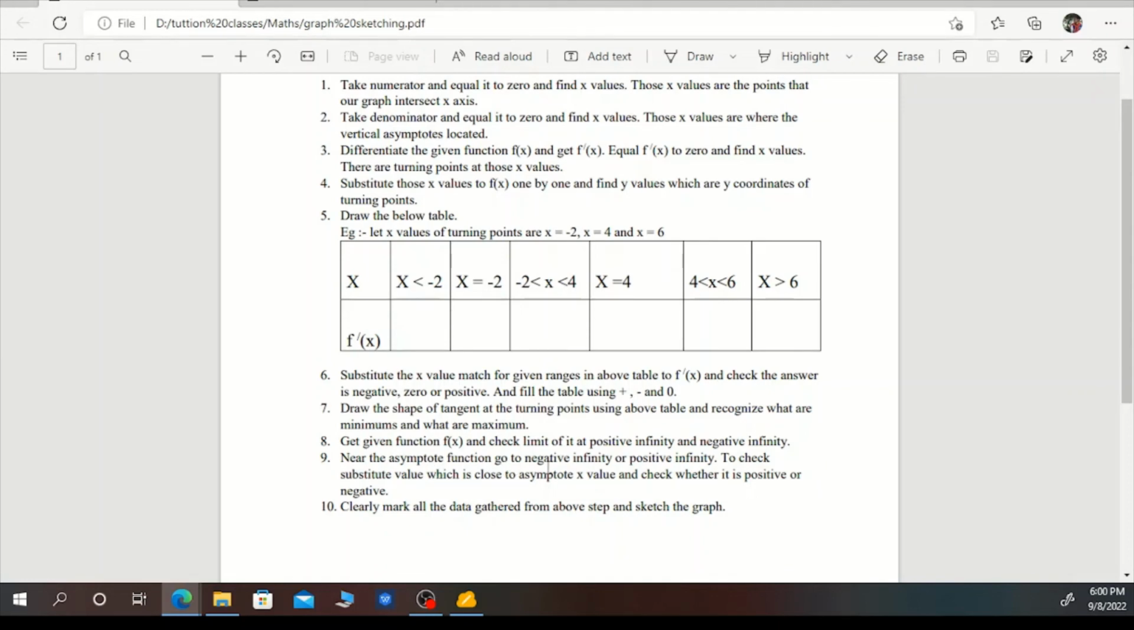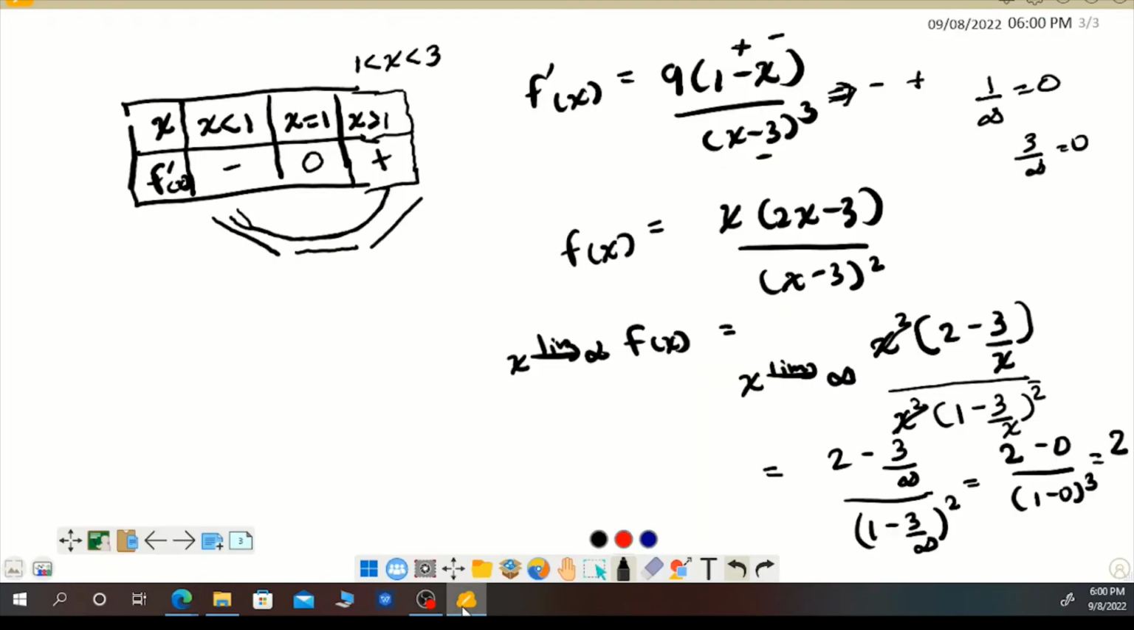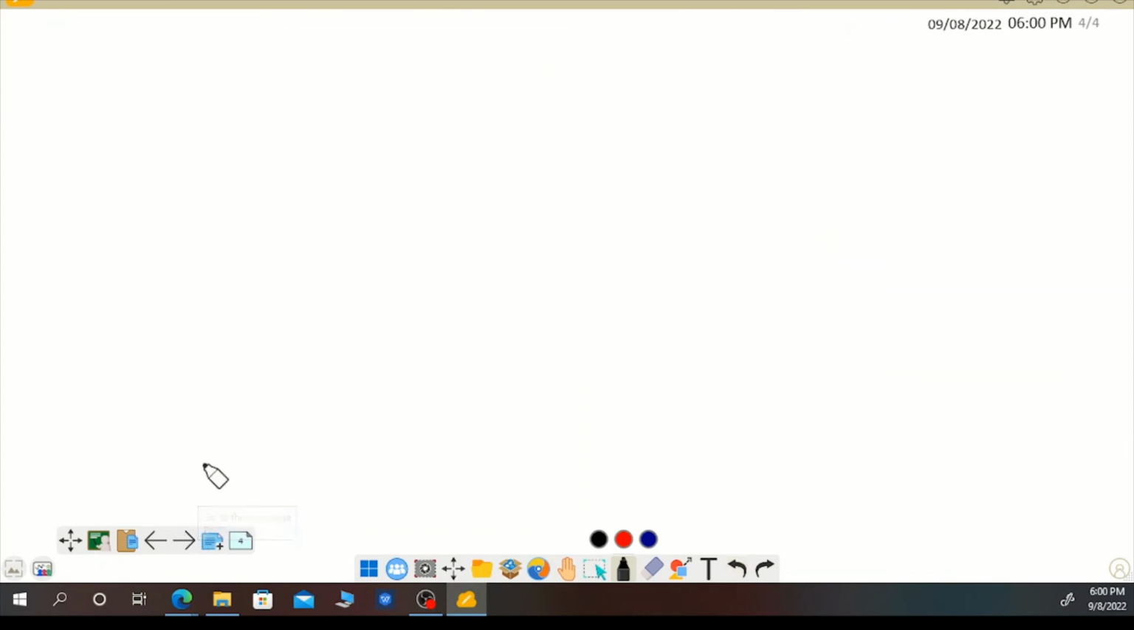Then near the asymptote, the function goes to negative infinity or positive infinity. At the asymptote, the graph is always going to negative infinity or positive infinity. To check, you have to substitute some value near the asymptote and check whether it is a positive value or a negative value, right? Finally, you have to clearly mark all the data gathered from the above steps and sketch the graph. I already have all the details I want to draw this graph, so I'm now going to draw the graph.